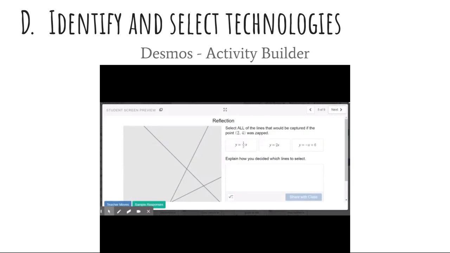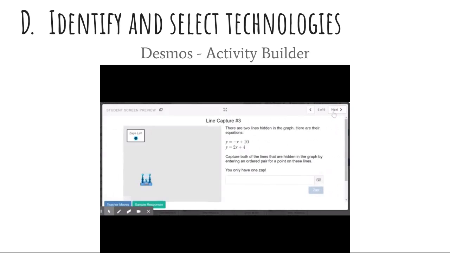Flip the question a little bit. Another important piece of solving systems: given a point, which lines are included in that system? And then upping the ante a little bit with some hidden lines. But again, students would do the work on a piece of paper and hopefully come to the conclusion that 2, 8 is the intersection point, and there are both of the lines.